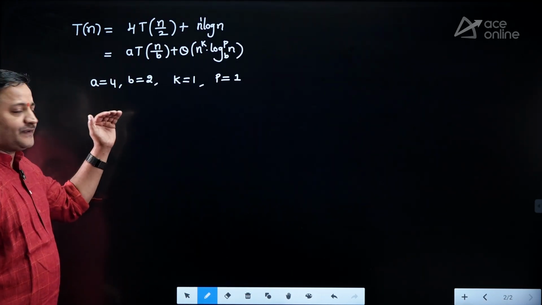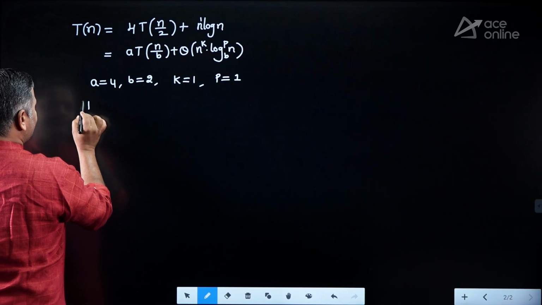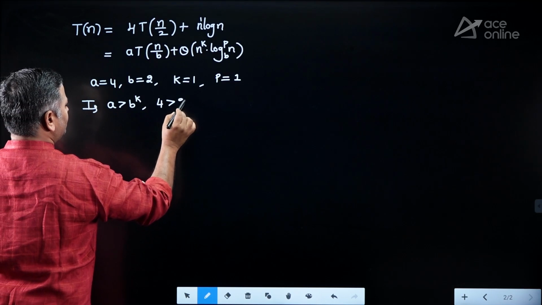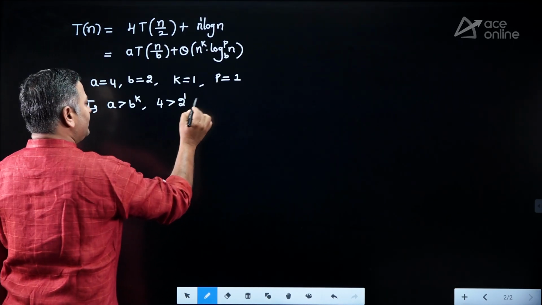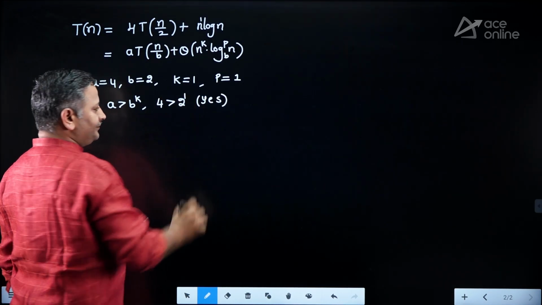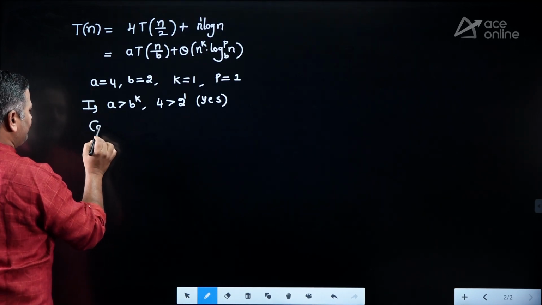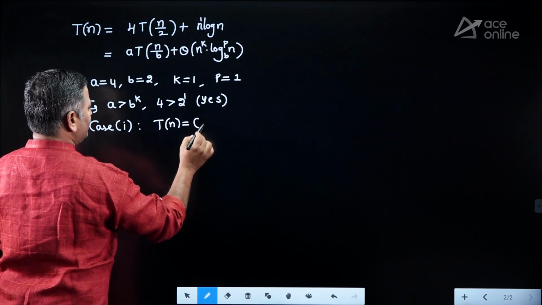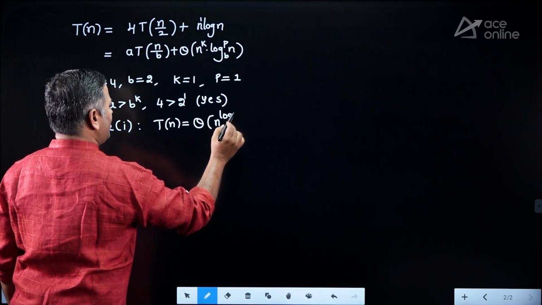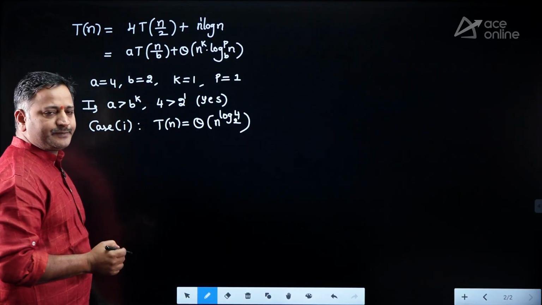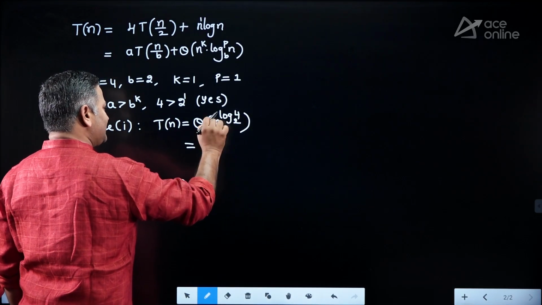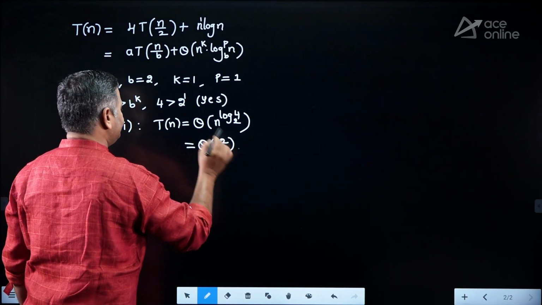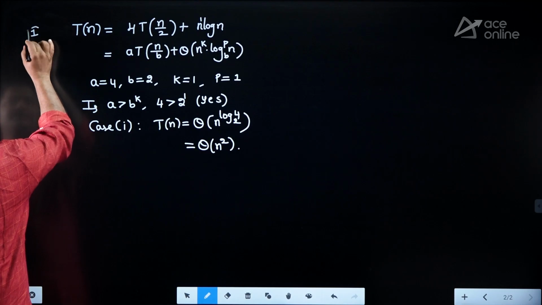Now verify whether it belongs to the first case, second case or third case. The first one is a greater than b to the power of k. A means 4, b means 2 and k means 1. Yes, a greater than b to the power of k, the condition is true. Hence it belongs to case number 1. In case number 1, the answer is t of n equals theta of n to the power of log a base b. So we can write it as n to the power of log 4 base 2, which is n square, since log 2 base 2 equals 1. Hence it is theta of n square. This is the first question based on master theorem, friends.